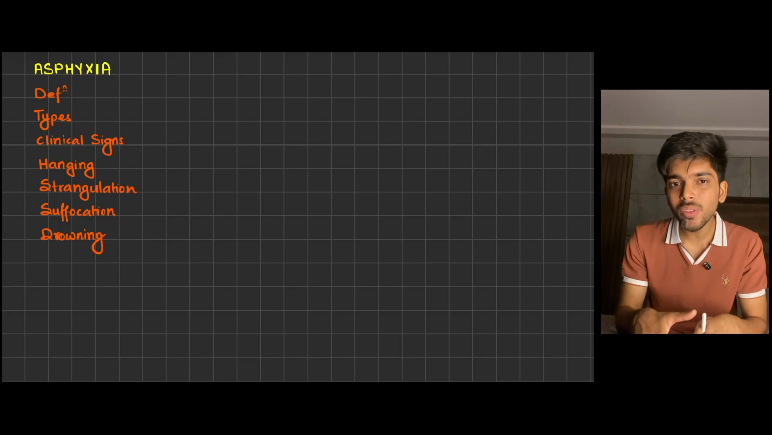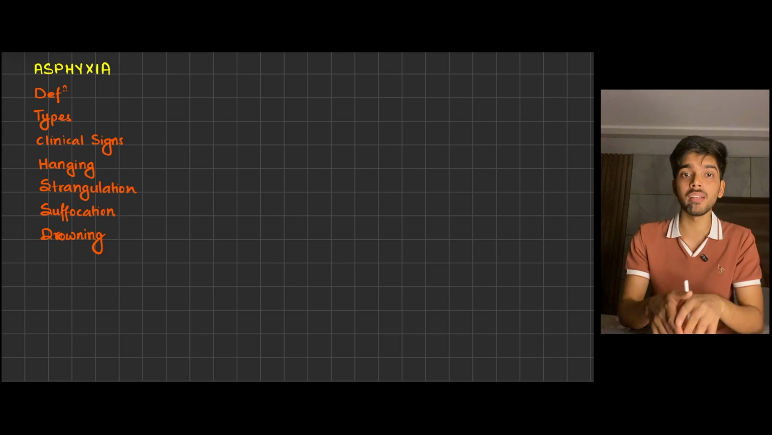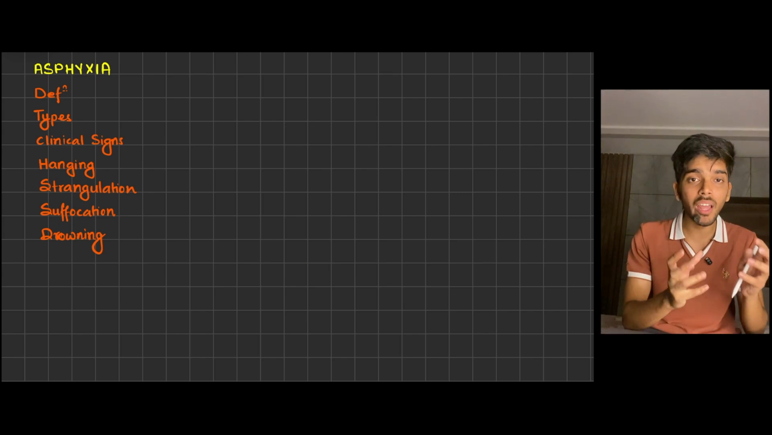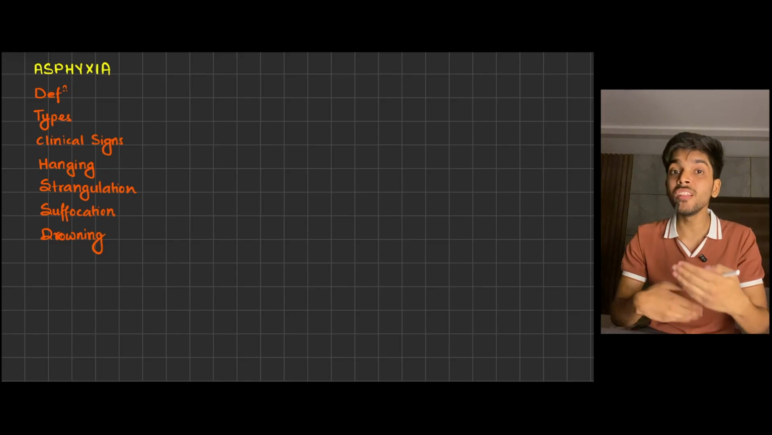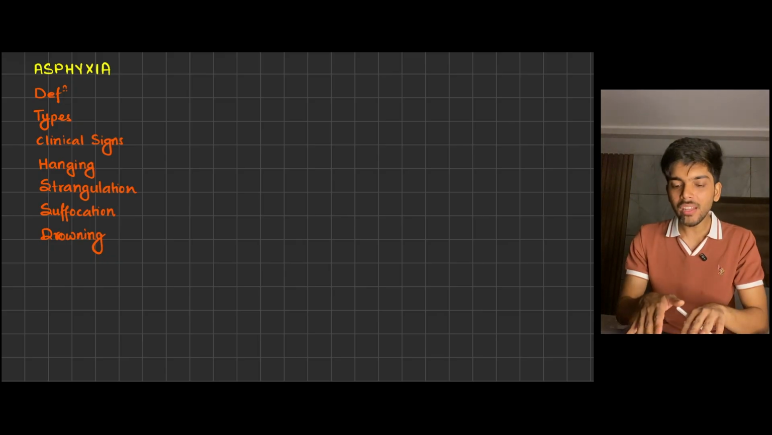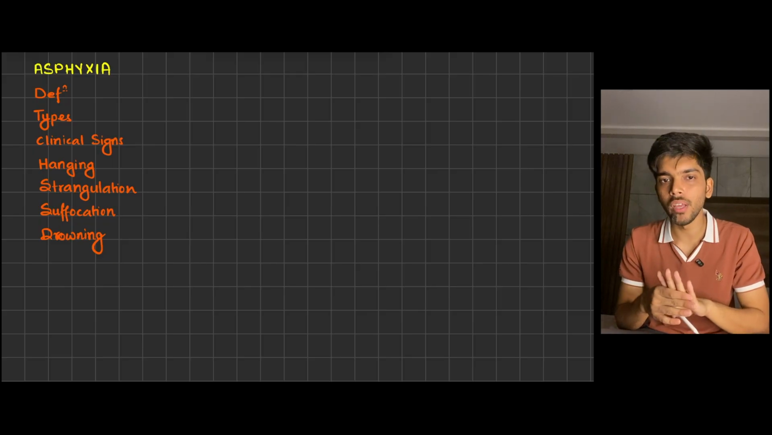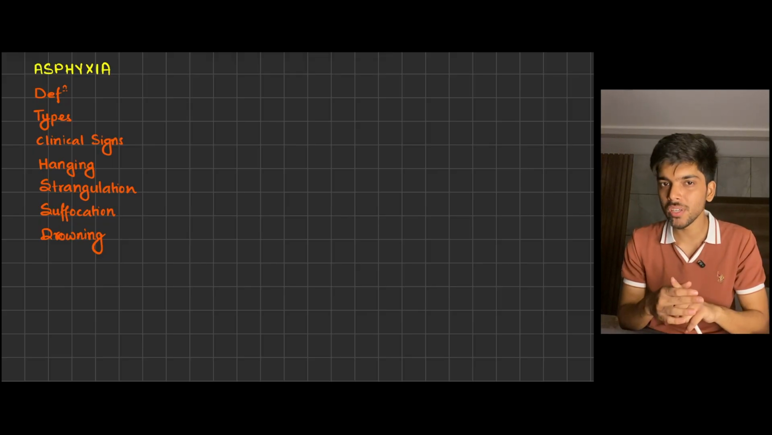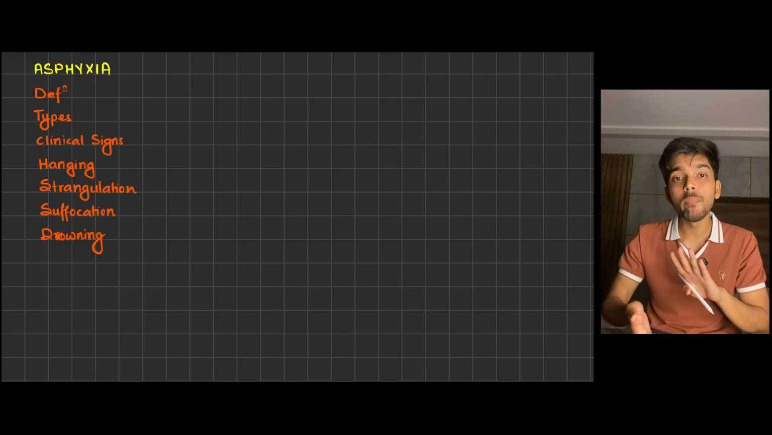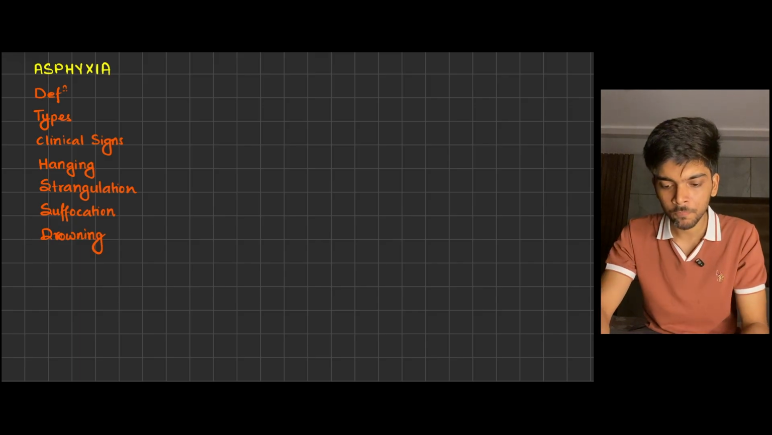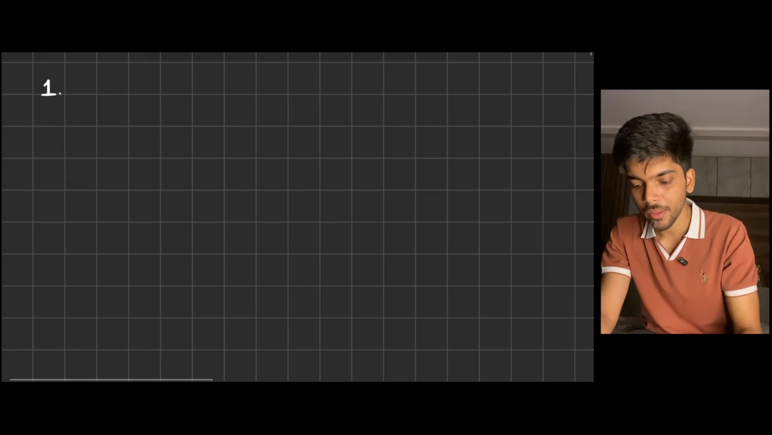So before getting into the various types of asphyxial deaths, you need to understand first the concept behind asphyxia. What even is asphyxia? What are the types of asphyxia? What are the clinical signs of asphyxia? And what is the mechanism behind those clinical signs? So before getting into asphyxial deaths by hanging, strangulation, suffocation and drowning, first I'll teach you the definition of asphyxia, the various types of asphyxia, the clinical signs of asphyxia and the mechanism behind those clinical signs. Starting the lecture with the definition of asphyxia.